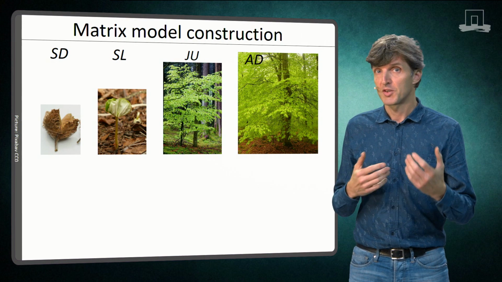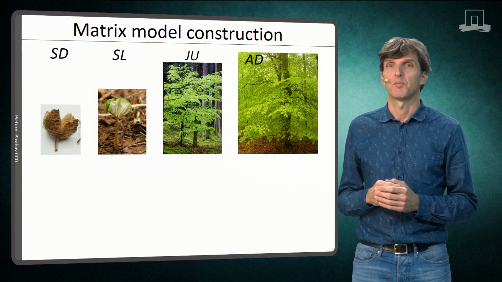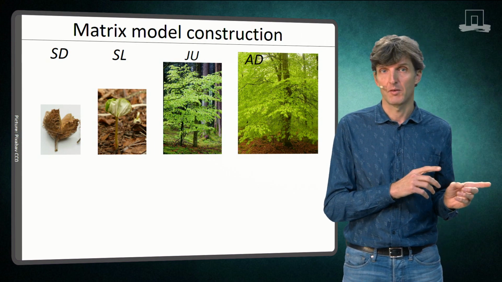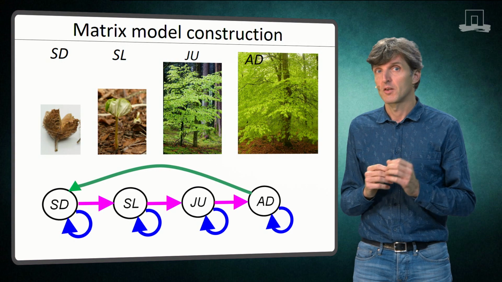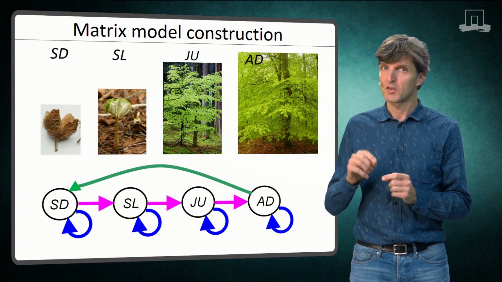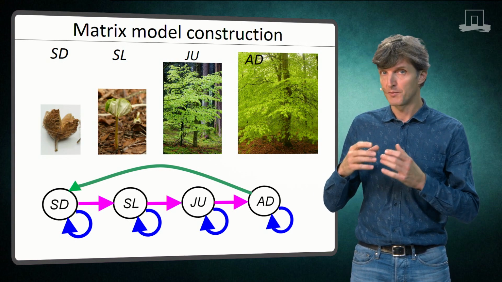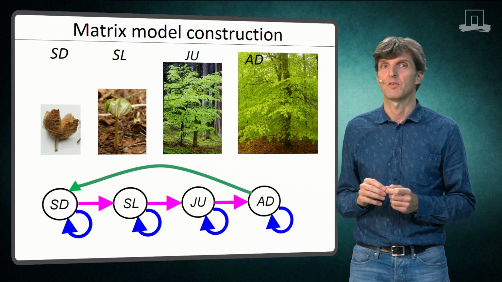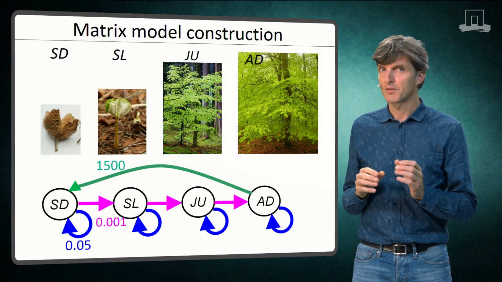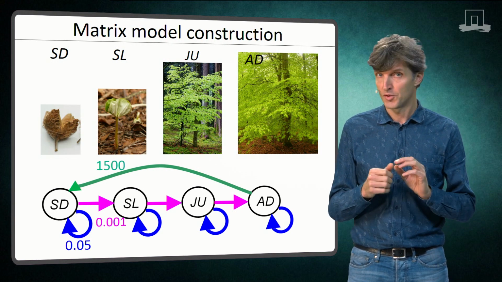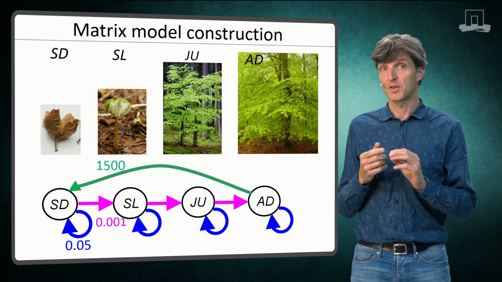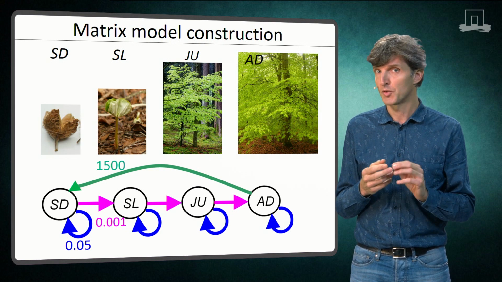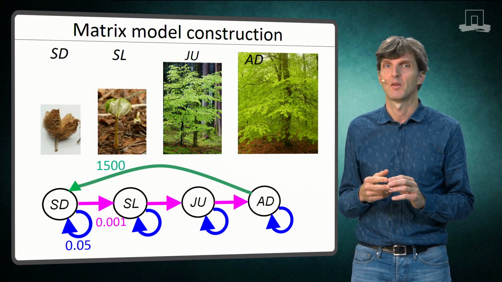Now, let's construct a transition matrix for trees, beech trees, for example. In this case, we have categories of seeds, seedlings, juveniles, and adults. The life cycle is somewhat different from that of the hare. There are small blue loops for all classes because individuals can remain in that same size category. We call these stasis transitions. 3 of the transitions can be directly observed in the field: the germination rate, 0.1%, the chance of remaining in the seed category, 5%, and the number of seeds produced per adult tree, 1,500.